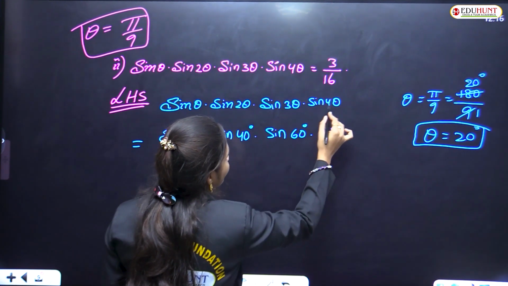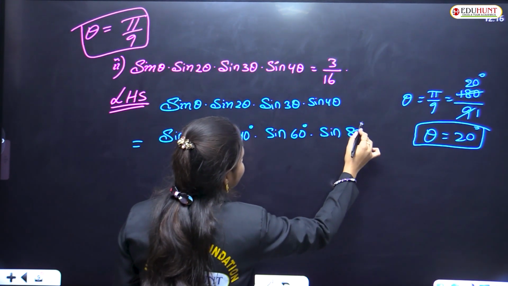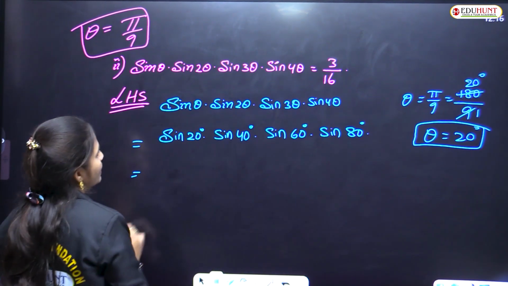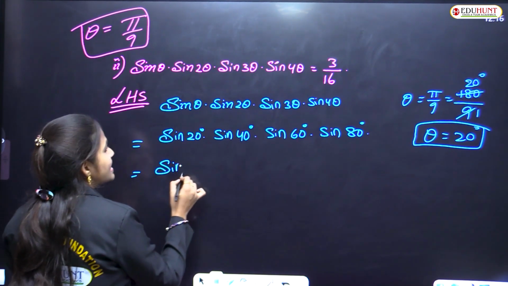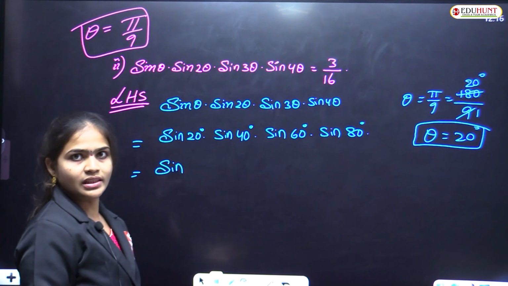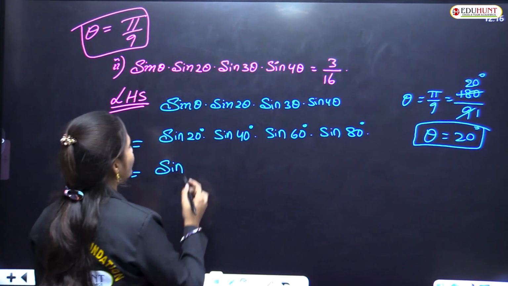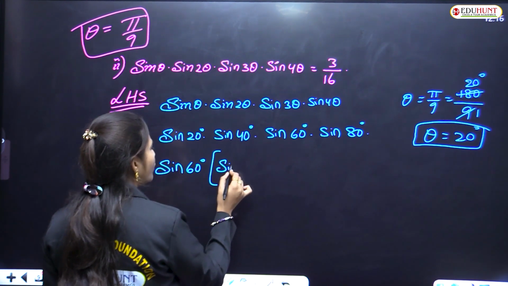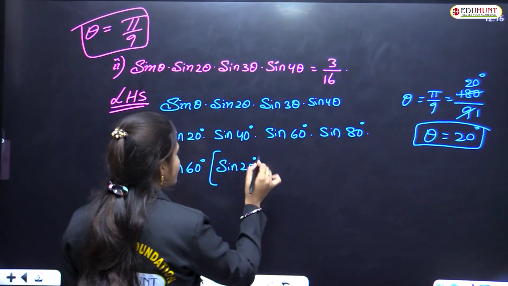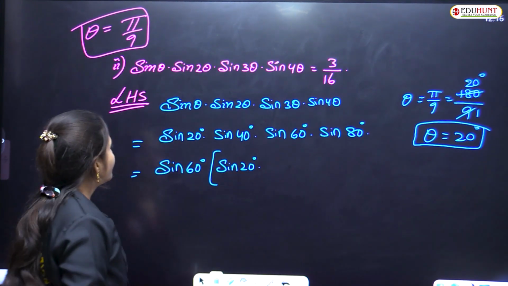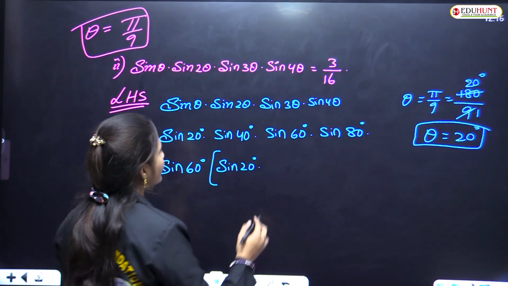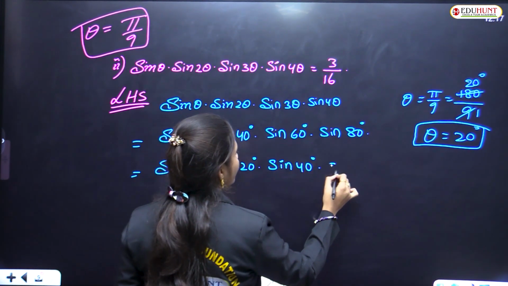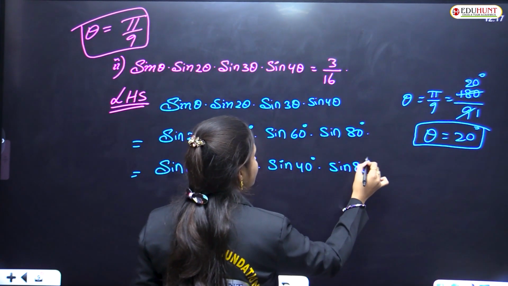And here sin 4 into 20, that is 80 degrees. Am I clear? Yes. So this equals sin 60 degrees, whose value we know directly. So I want to write sin 60 degrees here. I am not taking any common, the leftover ones I am writing here: sin 20 degrees into sin 40 degrees into sin 80 degrees.